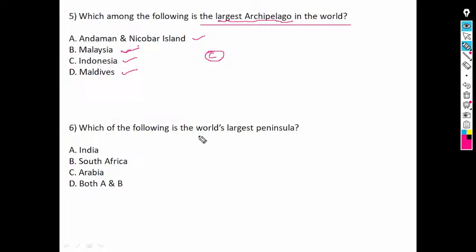Which of the following is the world's largest peninsula? India, South Africa, Arabia, both A and B. Largest peninsula, if we see, it is your Arabia.